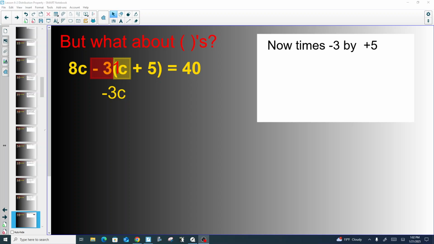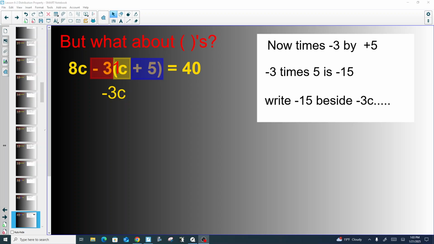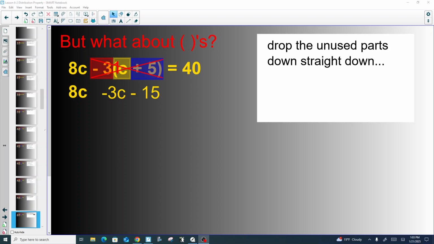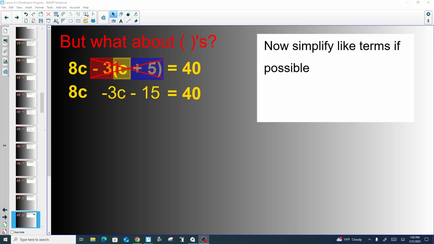Now, take the negative 3 again and times it by the 5. That's the other term inside of the parentheses, right? Again, we're going to steal the sign in front of the 5, or to the left of the 5. So that plus we're going to think of as positive. So negative times positive is negative 15. Please write negative 15 right beside the negative 3c. So what's happened there is that we have gotten rid of the parentheses, and it's created negative 3c minus 15 underneath it. The 8c can come straight down, and the equals 40 can come straight down. And now we just switch over to say, hey, are there any like terms? Yeah, 8c minus 3c is 5c.